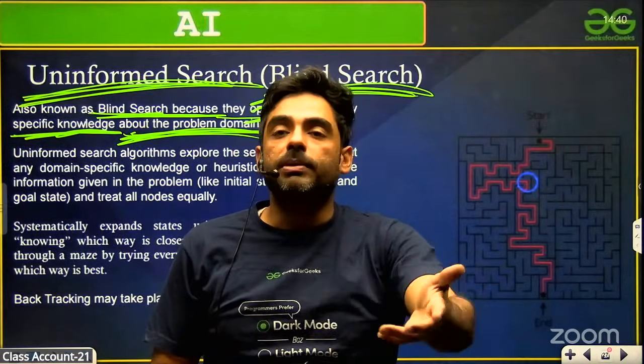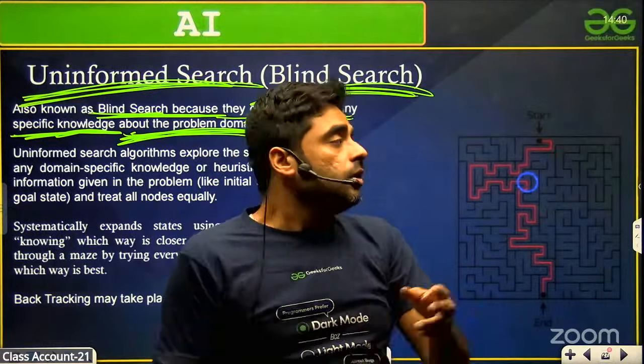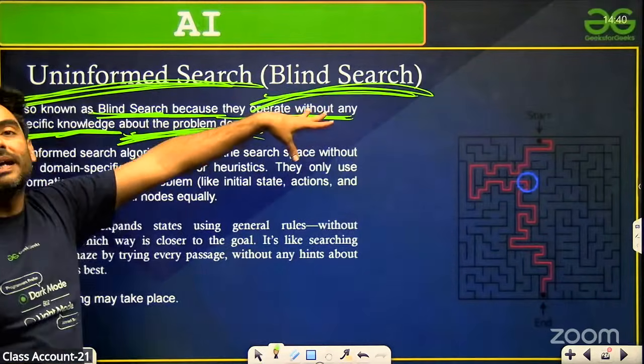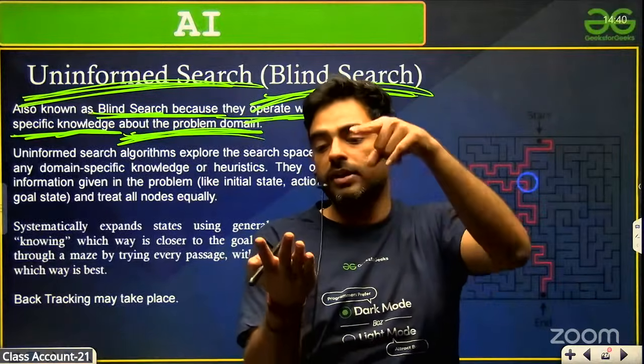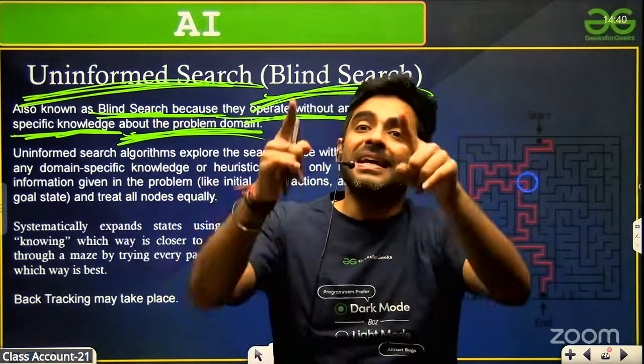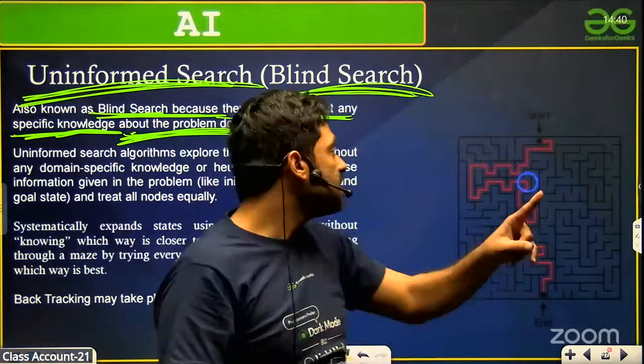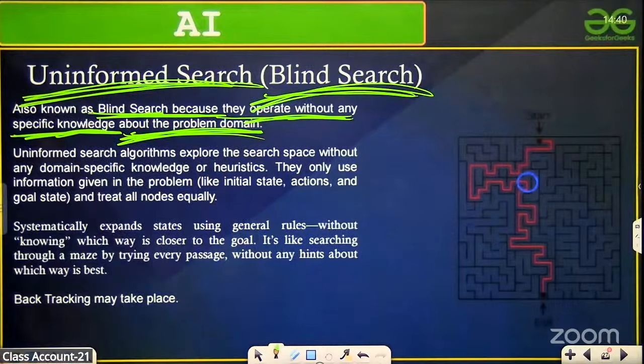Then I can reach, because I don't have any specific knowledge. So where the search is blind, where there is no heuristic, or there is no specific knowledge about the problem, every algorithm comes under what? It comes under the blind search.